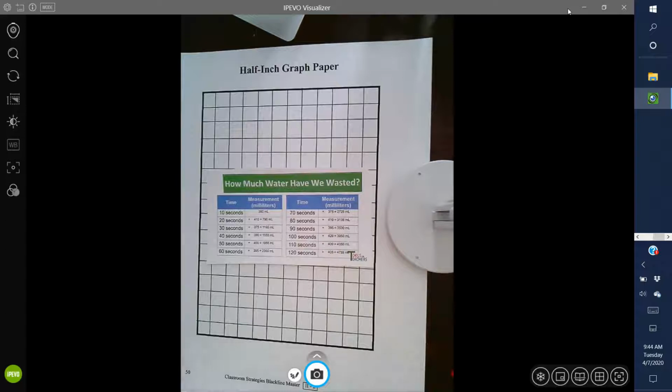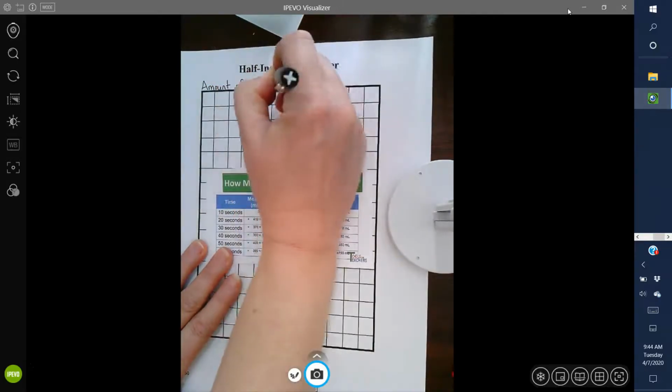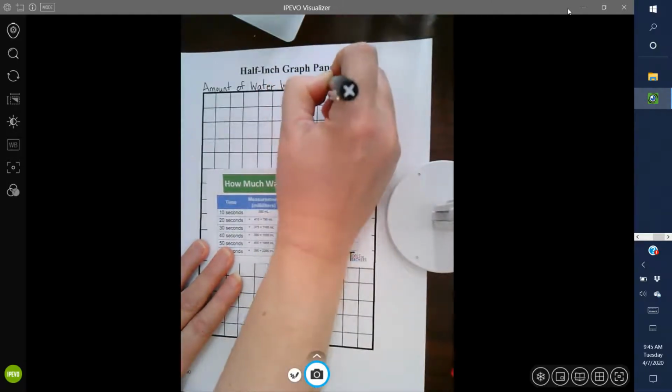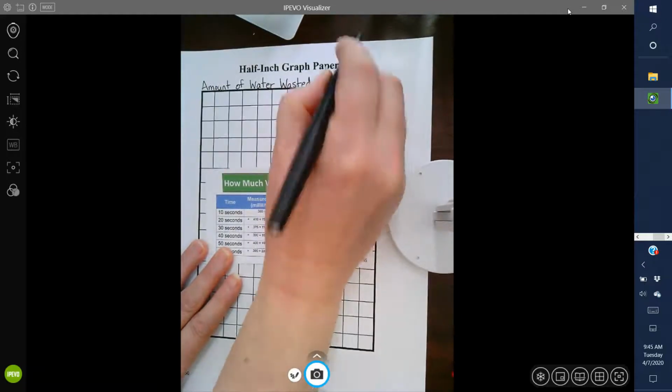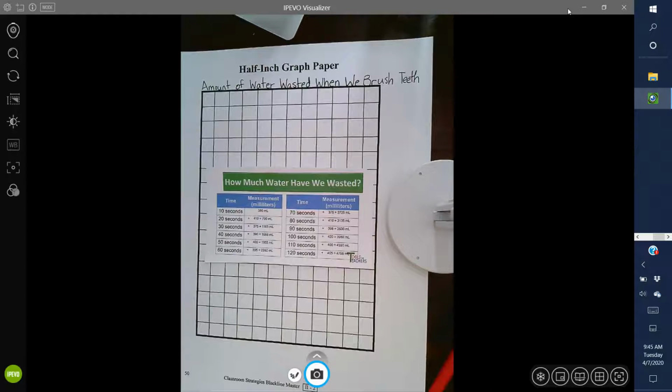But before we begin making the graph, we need to make sure we have a few important things. For example, we need to make sure we have a good title on our graph. I'm going to use the amount of water wasted when we brush teeth. Now we also need to label our x-axis.